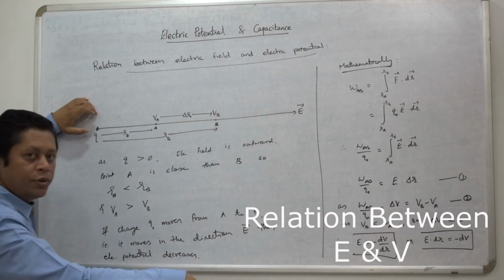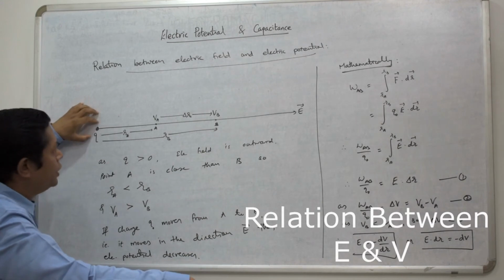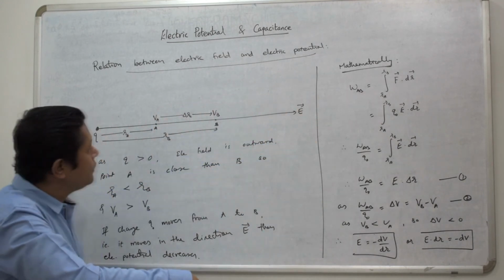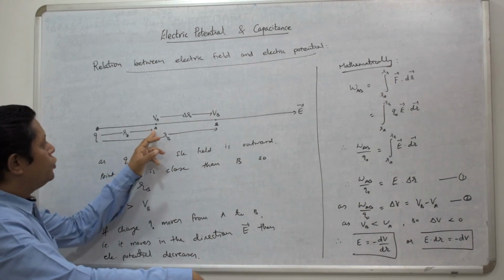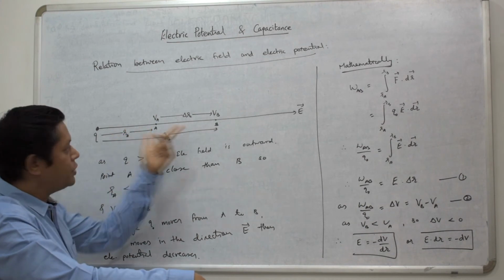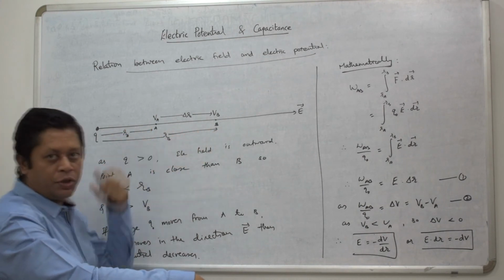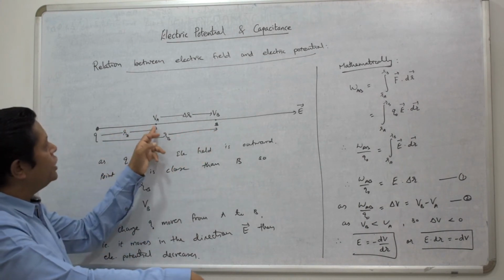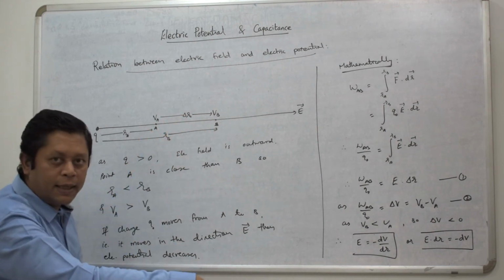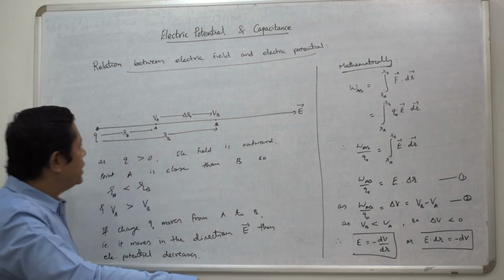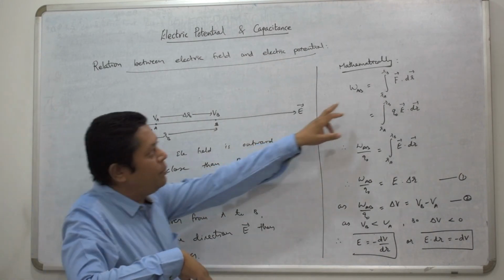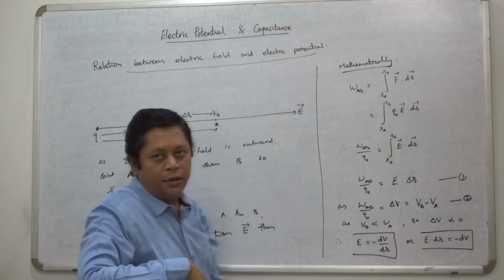Relation between electric field and electric potential. Let us consider that this charge Q is there. Due to this charge Q, the electric field is directed radially outward. Consider 2 points A and B: point A is at a distance R suffix A, and point B is at a distance R suffix B. If we want to move any charge Q0 from point A to B by displacement dr, the amount of work done is calculated as WAB is equal to the integral of F dot dr.